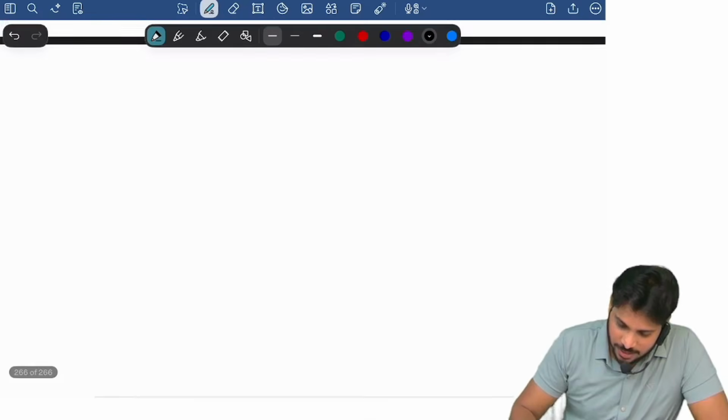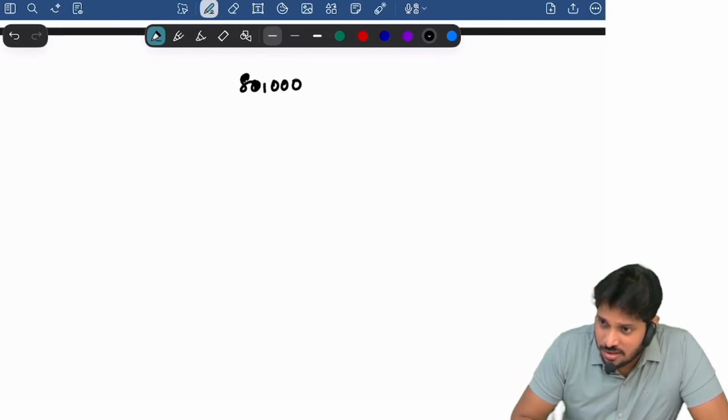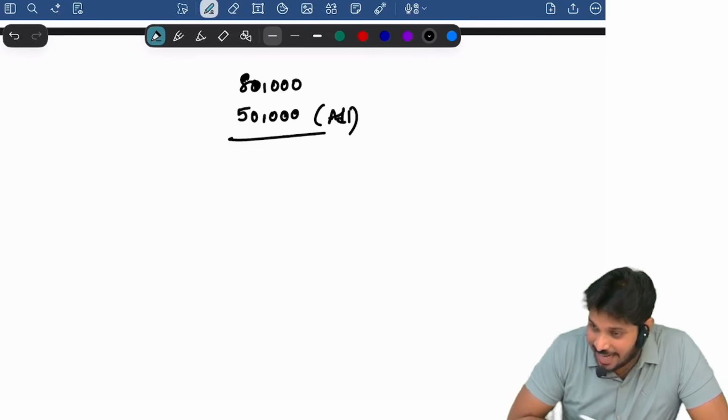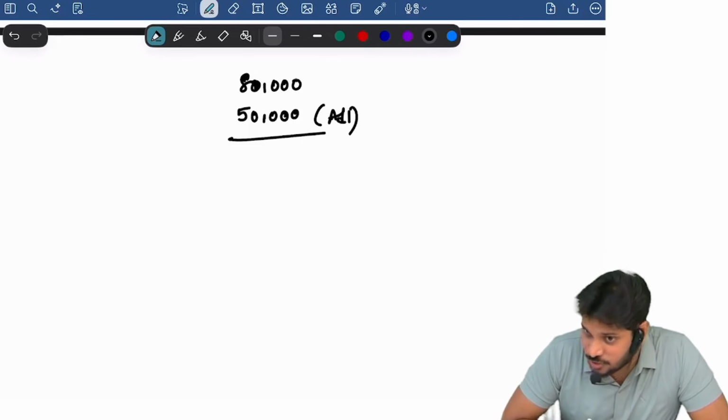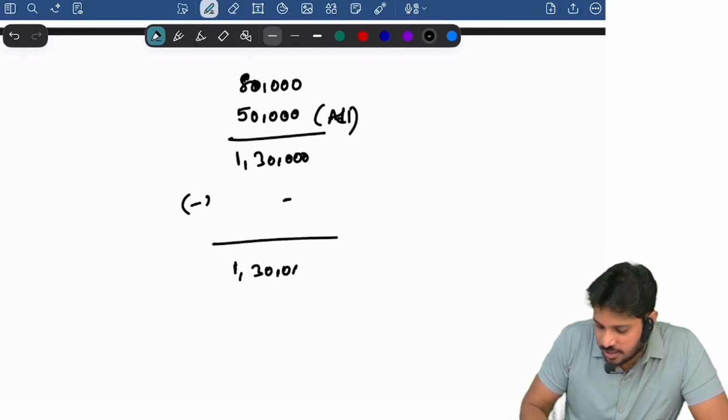What is the opening value? 80,000. Purchase, how much? Purchase 50. Okay, fine. So, what is the gross block value? This is only addition. I'm not talking about usage. So, what is the gross block value? 1,30,000. Minus, is there any part of a block sold? No. Therefore, what is the written down value?